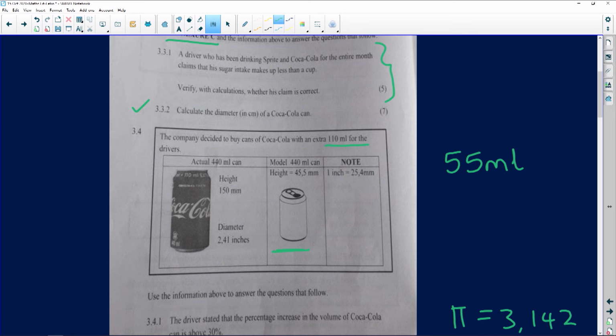There we go. So this is the original can, this is the diameter that we've been given, and this is the height that we've been given. Then this is the model can, meaning that it's not the real can, but it's what the can should be looking like. So it's smaller. The height of this one is 45.5, so you can see that it's smaller than the actual can. And then we have not been given the diameter, so we are being asked to calculate the diameter.